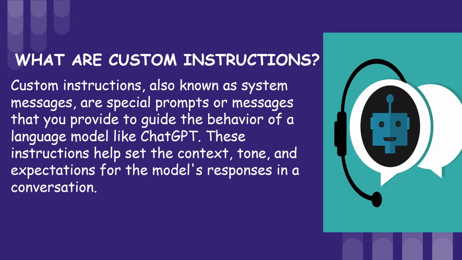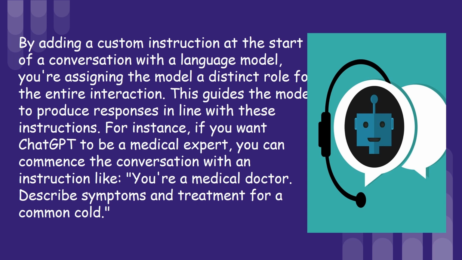What are custom instructions? Custom instructions, also known as system messages, are special prompts or messages that you provide to guide the behavior of a language model like ChatGPT. These instructions help set the context, tone, and expectations for the model's responses in a conversation. By adding a custom instruction at the start of a conversation with a language model, you're assigning the model a distinct role for the entire interaction. This guides the model to produce responses in line with these instructions.